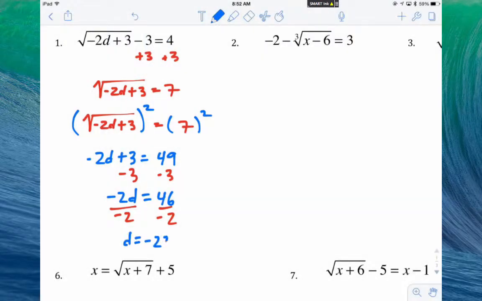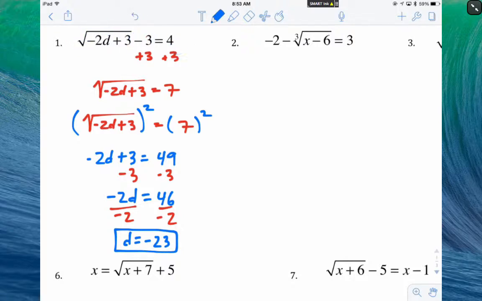And always, always, always, let's do a quick check to make sure that that actually works. If d were equal to negative 23, negative 2 times negative 23 is positive 46, plus 3 is positive 49. The principal square root of 49 is positive 7, minus 3 is 4.